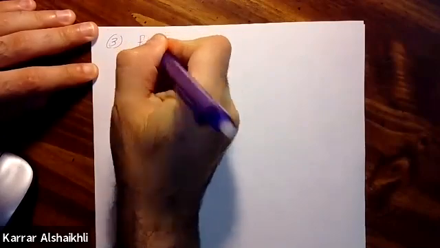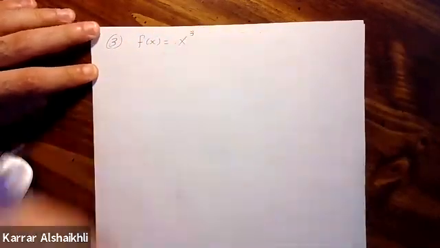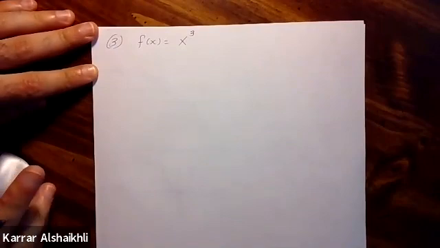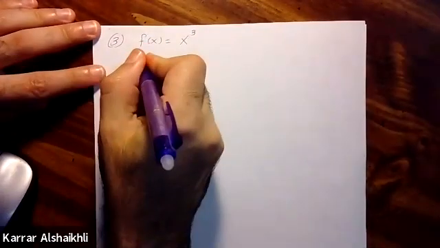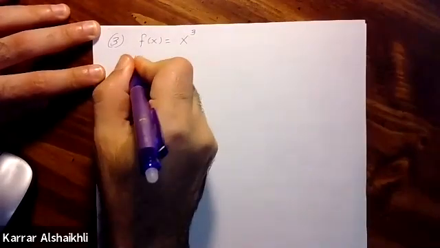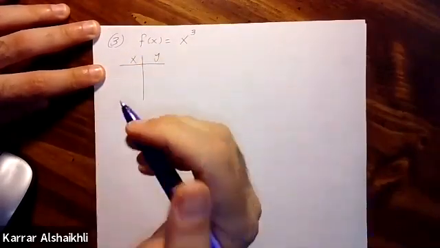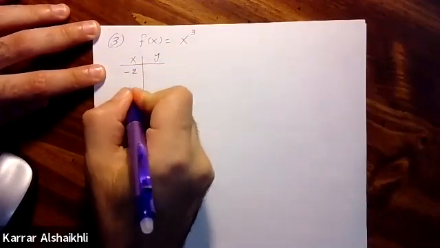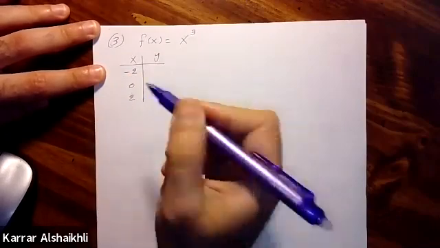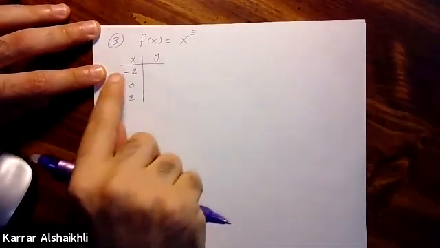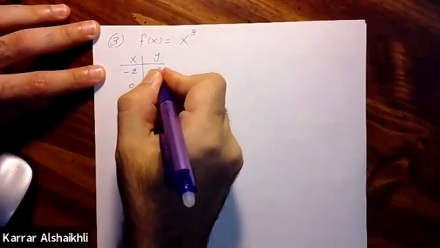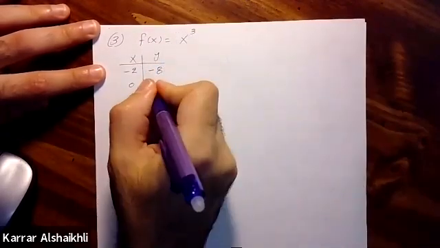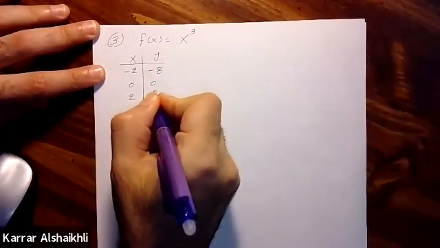So let's do the third one, number 3. When f of x equal x cubed. How to graph this function? We're going to use exactly the same process. Let's do the table. This is the x. I need to find the y. I'm going to choose also 3 points, -2, 0, 2. You can choose any points. You don't have to choose these points. Plug in -2 cubed is going to be -8. 0 cubed is going to be 0. 2 cubed is going to be 8.